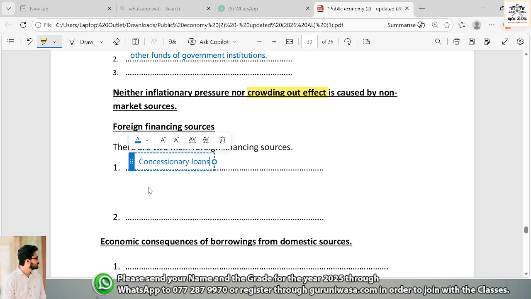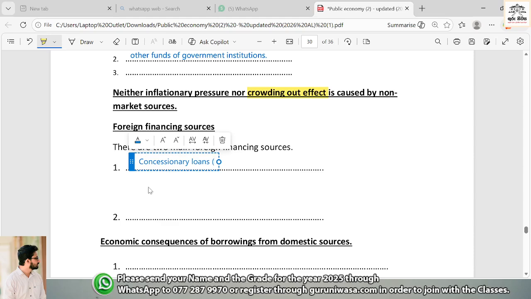Concessionary loans. So the concessionary loans mean, number one, low interest, right? Low interest and less terms. Less terms mean the rules and conditions are really low. These are called concessionary loans, right? Japan has been one of the main countries giving us concessionary loans, right? Their interest rates are really low.